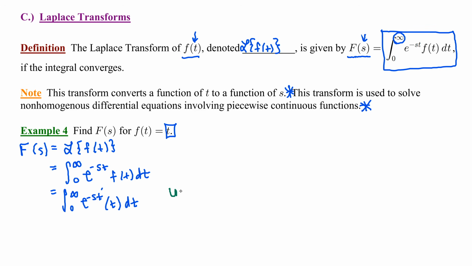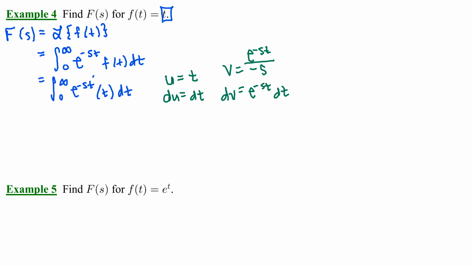So in this case, it's convenient to let u equal t. du then is dt. We'll let dv be e to the negative st dt. Remember, t is the variable of integration, s is a constant or a parameter. So when we integrate, we'll make a copy of the e and divide by the derivative of the exponent, which is just negative s.